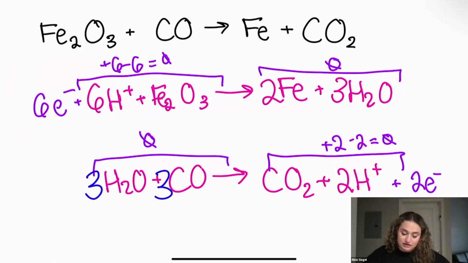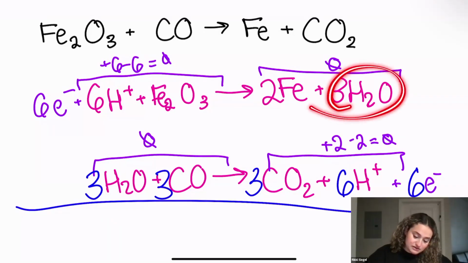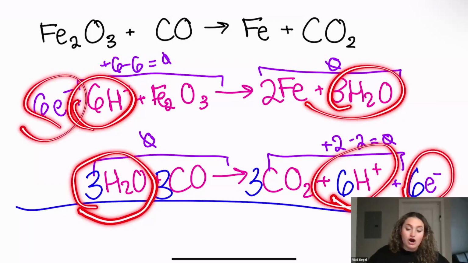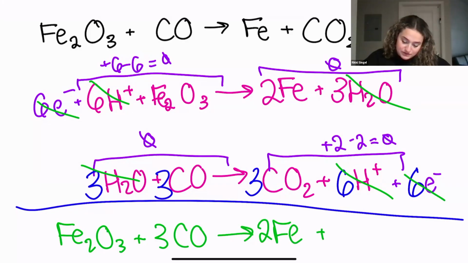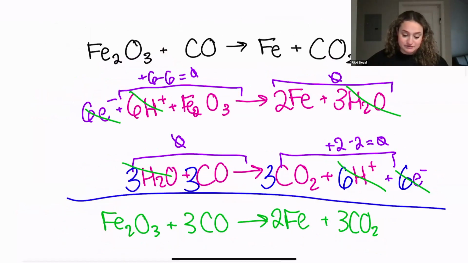So this is 3, 3, 3, 6, 6. I want you to see here, 3 H2O on each side, 6 hydrogens on each side. All of these cancel out. We are left with Fe2O3, 3CO, 2Fe, 3CO2, and that's it. So it could ask you, what is this in a basic solution? Well, is it acidic? Like, are there any hydrogens to cancel out? No. So this would be our final answer, no matter what kind of solution it is asking us to balance it in.